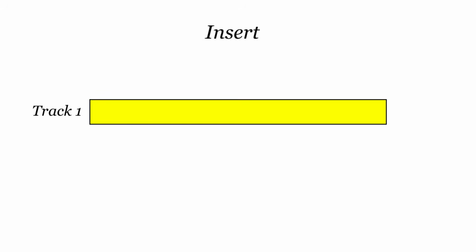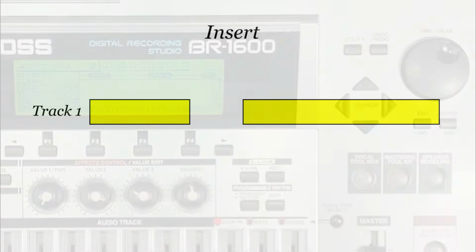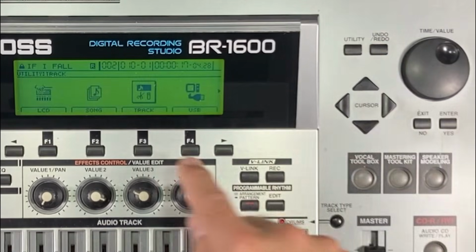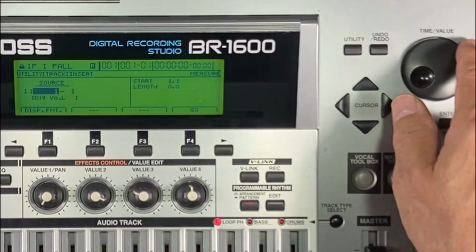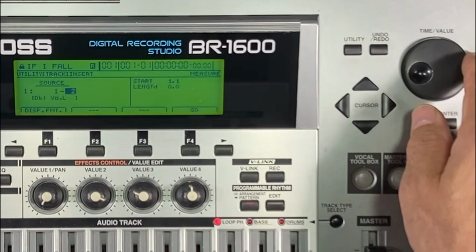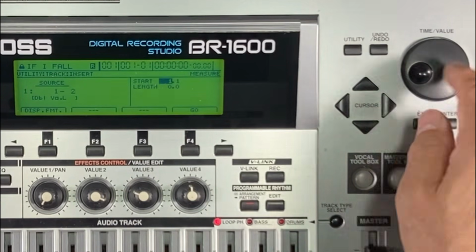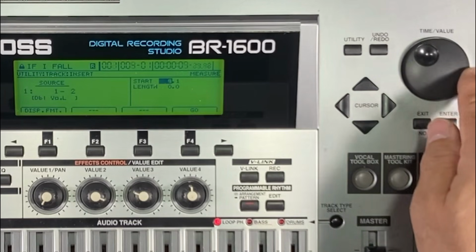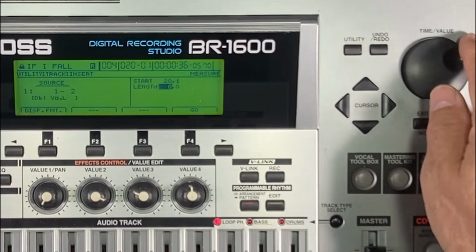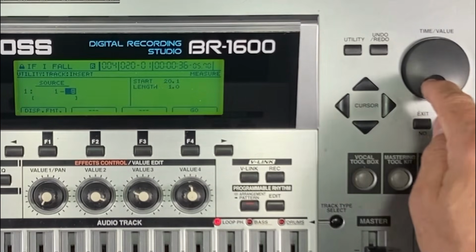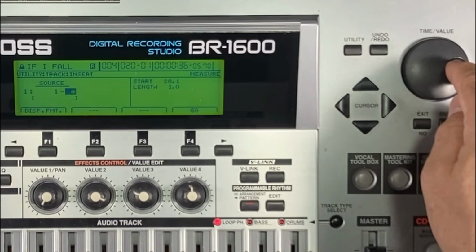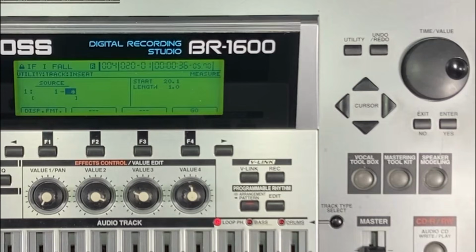Track Insert allows you to insert blank space into a specific location on a track. Press Utility, Track and F2 Insert. Choose the track and V-track location where you want to add the blank space and set a start location and a length. If you want to insert space into all tracks or all V-tracks, use the time value wheel until an asterisk is shown.